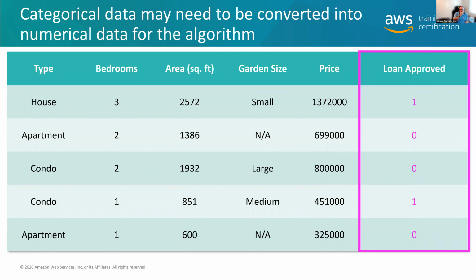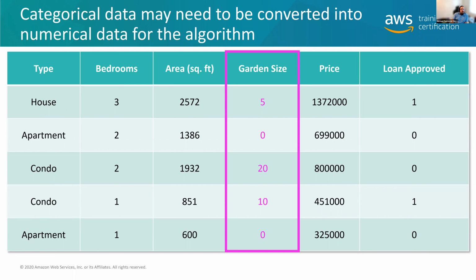So for example, if you look back at the housing data set that we were looking at, we've got several features here, like 1, 2, 3 bedroom, we've got square footage, we've got garden size. Obviously there's home price. There's also the label at the end, whether the home loan was approved or not.